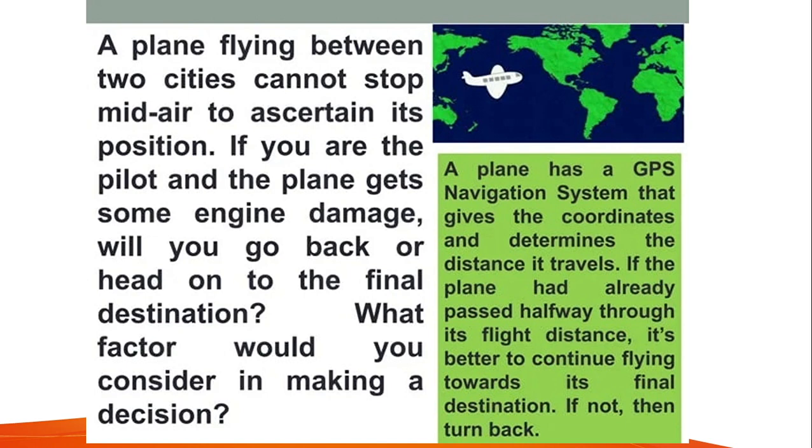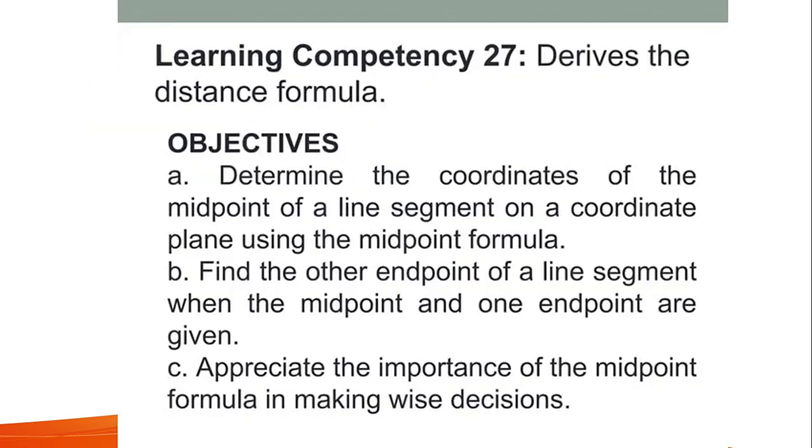So a plane flying between two cities cannot stop mid-air to ascertain its position. If you are the pilot and the plane gets some engine damage, will you go back or head on to the final destination? What factor would you consider in making a decision? So this is where we should know where the midpoint of this place is, the halfway point of the distance we are traveling. In this lesson, we will also have to derive the distance formula. We are still in the distance formula topic, but we are talking about the midpoint formula here. To identify the midpoint, we also have to know the distance of the certain location.